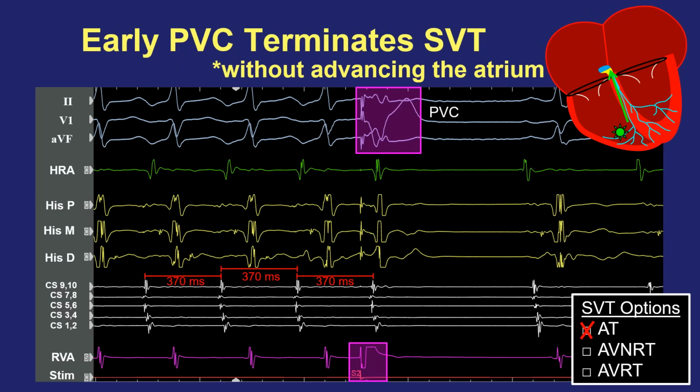And likewise, I didn't draw this, the same thing could happen with an accessory pathway. You could have an accessory pathway on one side or the other. You could have an early V beat and terminate the tachycardia because the pathway could be refractory at the time of that early beat, and that would be enough to terminate the tachycardia. But again, in an A-tach, you'd have to pre-excite the atrium in order to terminate it.